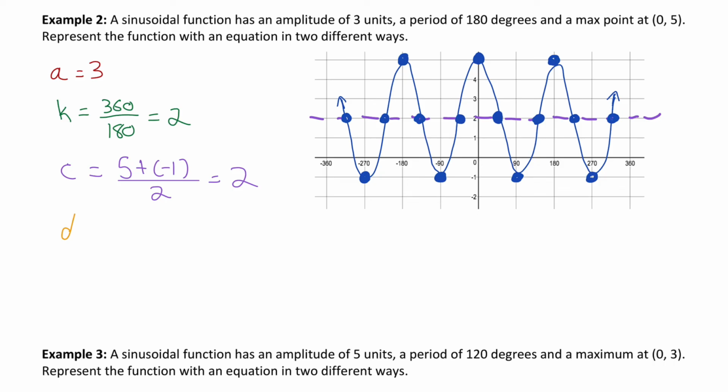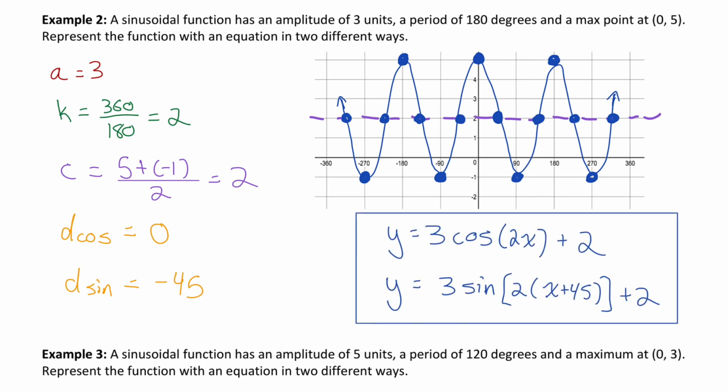And then the d value is different depending whether we're doing cosine or sine. The d value for cosine is the x-coordinate of a max. There's a maximum point at an x-coordinate of 0. So for the d value for cosine, I can use 0. And for the d value for sine, I need the x-coordinate of a rising midline. How would I use this one? The x-coordinate of that point is halfway between negative 90 and 0. So it's at negative 45. And now I can write both equations.